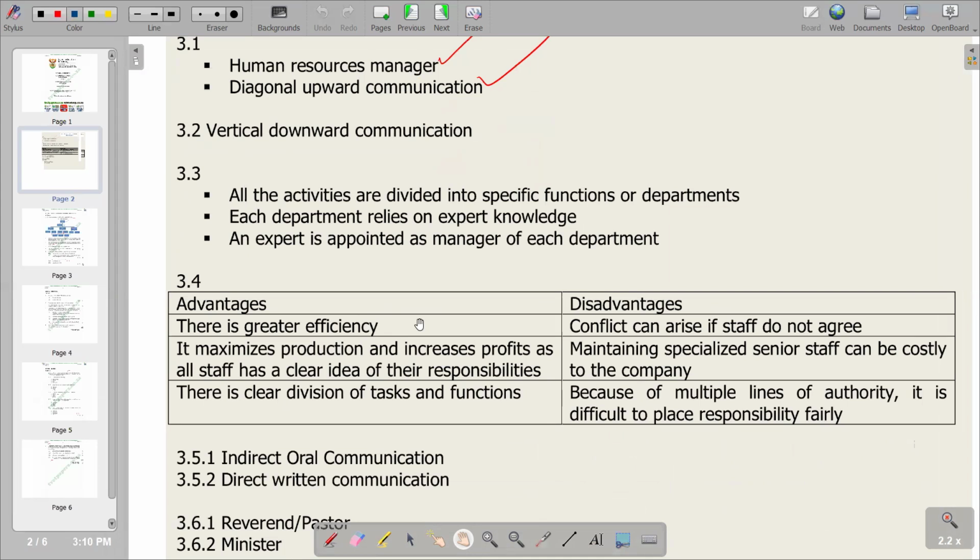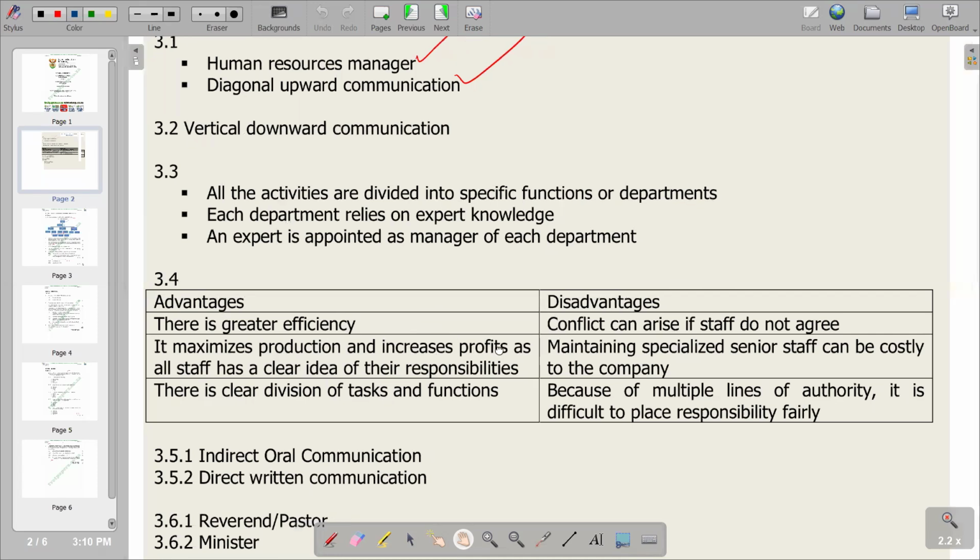But if you have got different functions, obviously time is not going to be wasted in each and every process. So there's greater efficiency as one of the advantages. It maximizes production and increases profits as all staff has a clear idea of their responsibilities. There is clear division of tasks and functions, which is also an advantage.